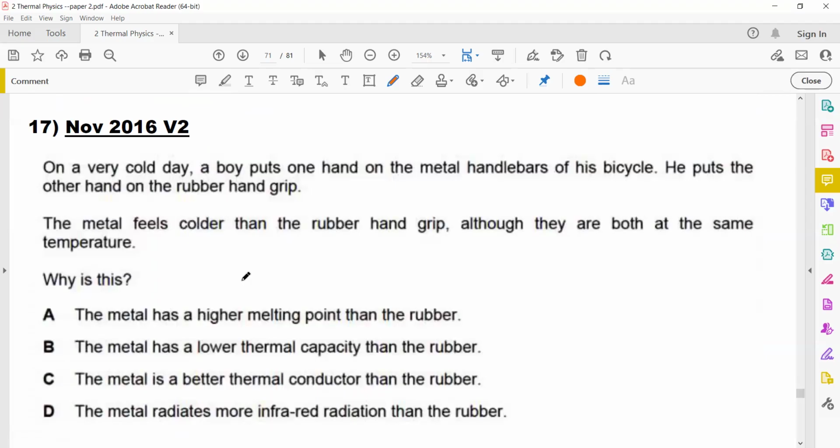Question 17. On a very cold day, a boy puts one hand on the metal handlebars of his bicycle. He puts the other hand on the rubber hand grip. The metal feels colder than the rubber, although they are both at the same temperature. Why does this happen? This is because metal is a good conductor of thermal energy. Does the metal have a higher melting point? No. Higher thermal capacity? No. The metal is a better thermal conductor than rubber.